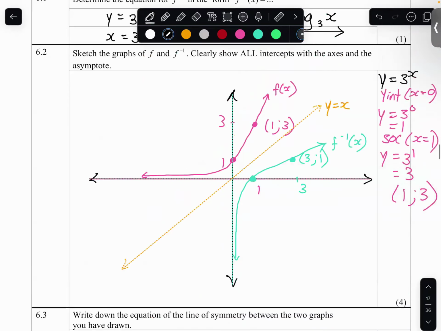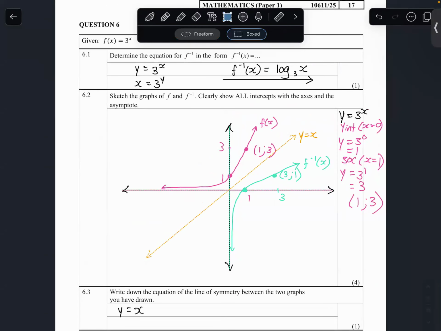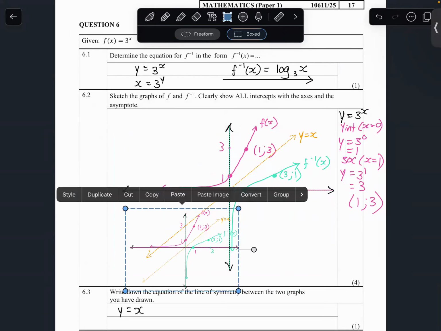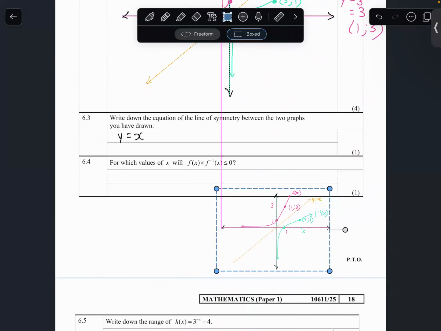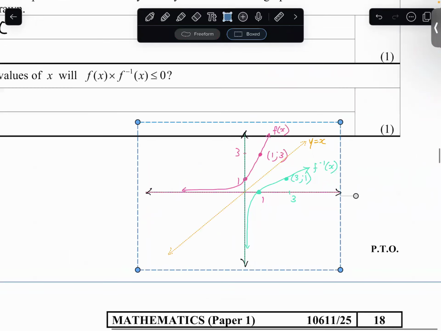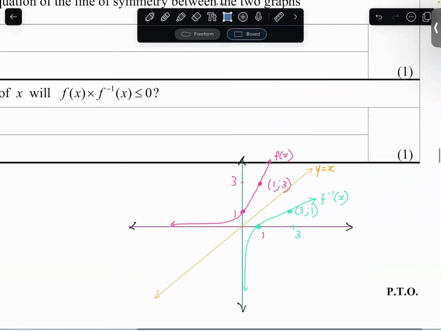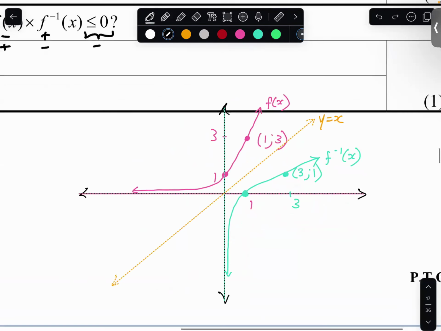For which values of x will f of x times its inverse be less than or equal to 0? Right. Here's what we're going to do. I'm going to take this graph, duplicate it, make it smaller, pull it here. All right. And let's look at it. So they're saying f of x times its inverse must be less than or equal to 0, meaning negative. What times what gives you a negative? Either a negative there and a positive there, or a positive there and a negative there. So we're looking for a solution where one is positive and one is negative in order for it to produce a negative solution. So how do we do this? We label the graphs with pluses and minuses.